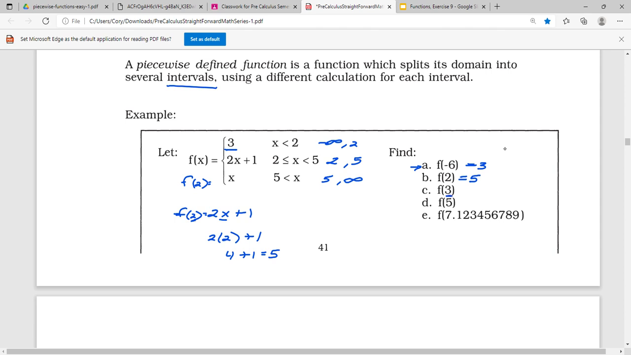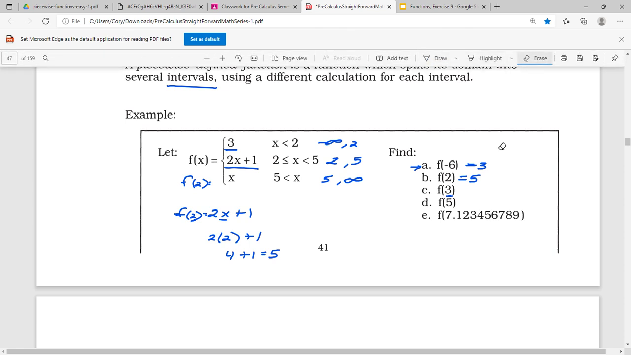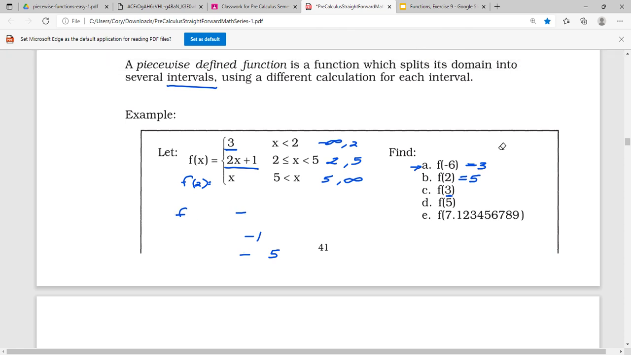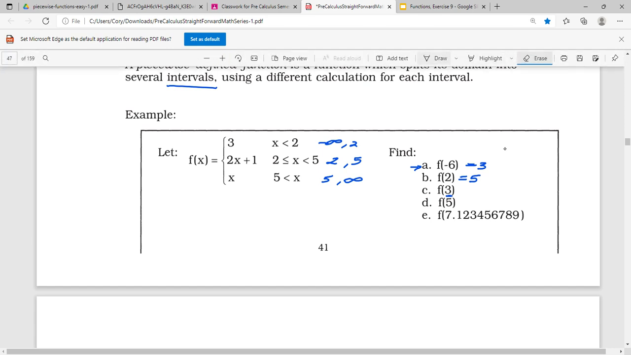Next, 3. 3 would fall into this one right here, because it's between 2 and 5. The middle one is for all numbers between 2 and 5. So f of x equals 2x plus 1 if it's between 2 and 5, which it is. So we need f of 3, which would be 2 times 3 plus 1. That would be 6 plus 1 is 7. That one equals 7.